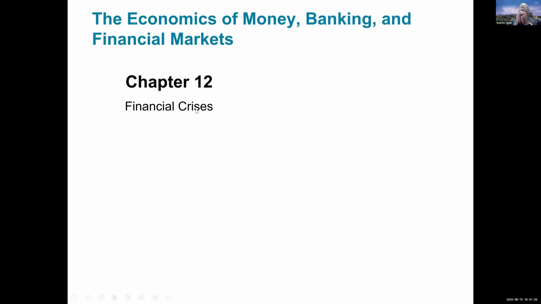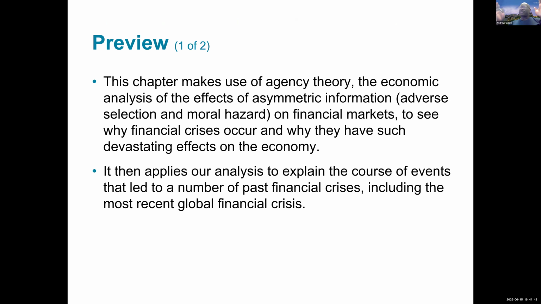The financial crisis is one of the most important topics when we're studying the financial system. They have happened a lot in the United States over and over again. So this chapter is going to make use of what we call agency theory, the economic analysis of the effects of asymmetric information or adverse selection models on financial markets, to see why financial crises occur in the first place and why they have such devastating effects on the economy.